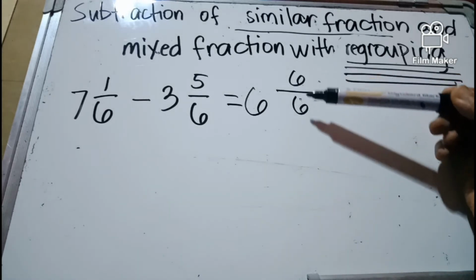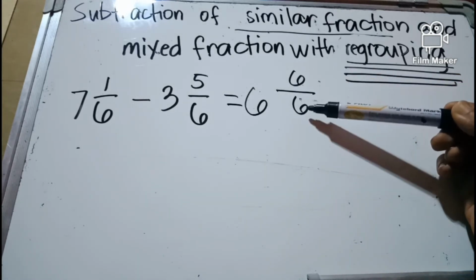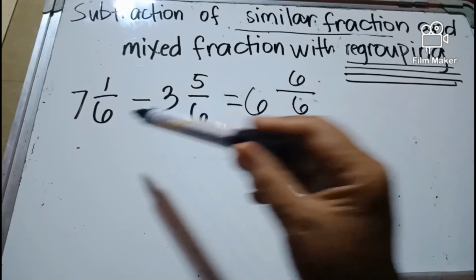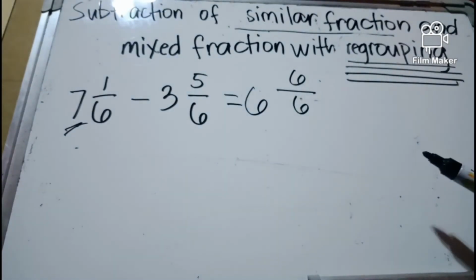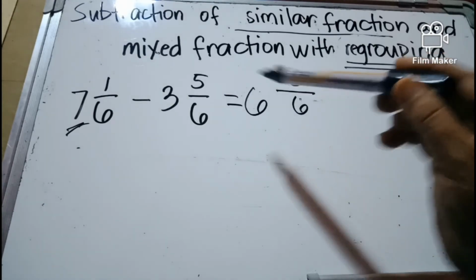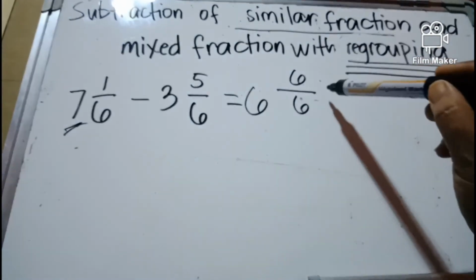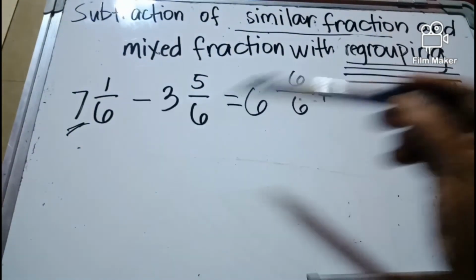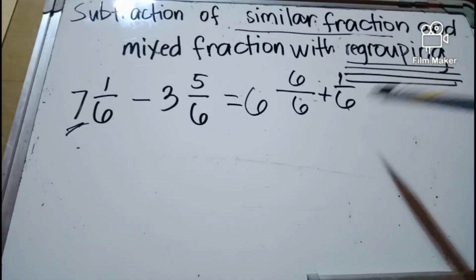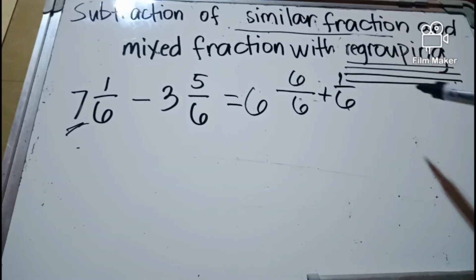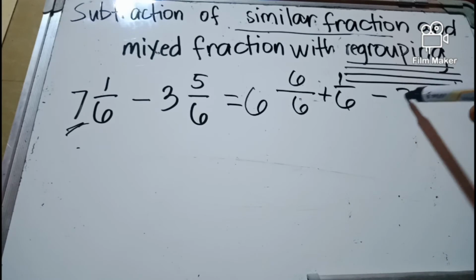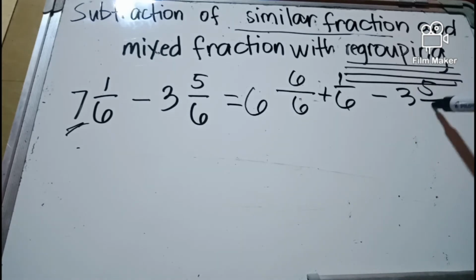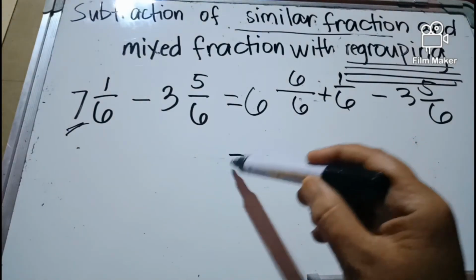So, 6 divided by 6 is 1. 1 plus 6 is equals to 7. And then, huwag nating kalimutang i-add yung ating fraction na 1/6. Then, minus 3 and 5/6. So, ganito na yon.